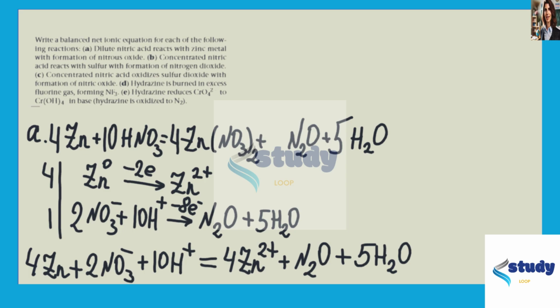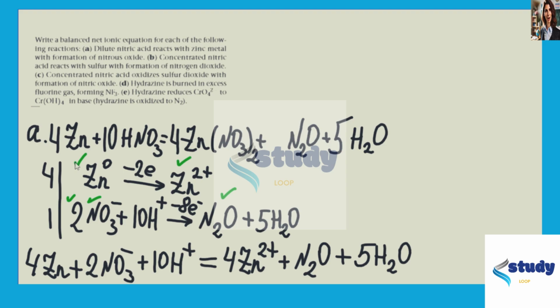A. Zinc oxidizes to zinc plus 2 and loses 2 electrons. Nitrate is reduced to N2O. To balance nitrogen, we put coefficient 2 before nitrate.